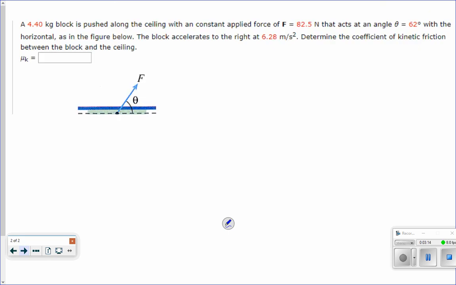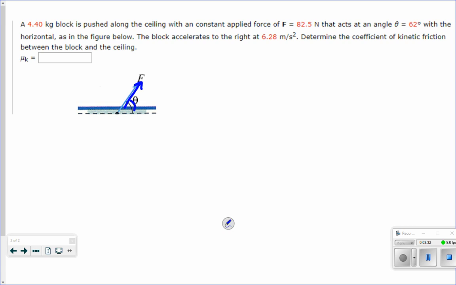Let's move on to this question. This one, we're given a mass and a force on our block, and we're pushing up against the ceiling. And that's actually a little different than what we're used to. They give you the angle here, and that will allow you to figure out what you need to know there.